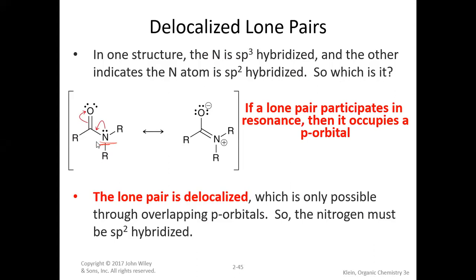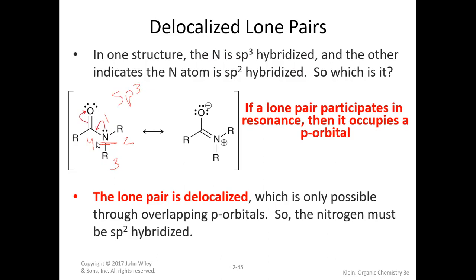Well, don't forget, you include the number of bonds and the number of lone pairs. So how many things you're connected to. So this nitrogen has a lone pair. It's connected to this R group, to this R group, and to this carbon. So it's connected to 4 different things. Right now, it looks like it's sp3, right? This is what it looks like in this structure.